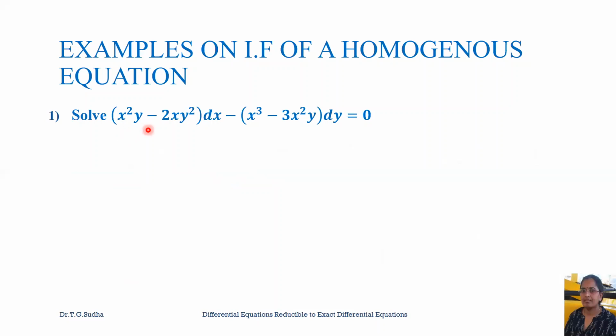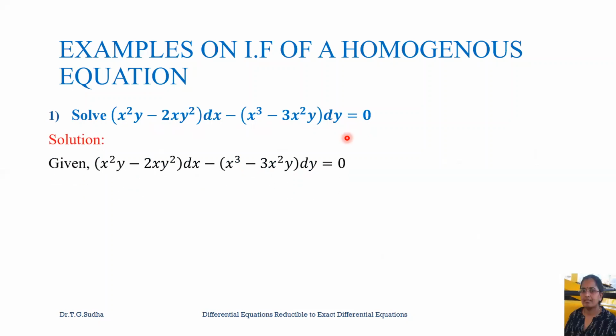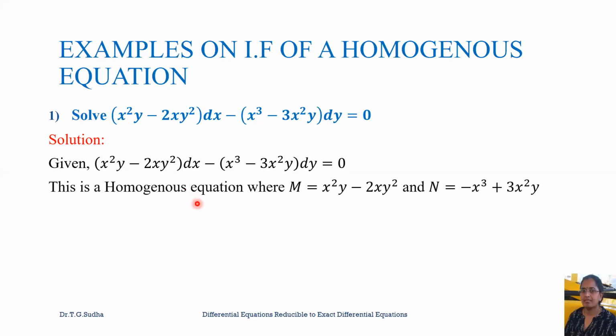Solve (x square y minus 2xy square) dx minus (x cube minus 3x square y) dy equal to 0. So the solution is as follows. Let us consider the given differential equation. Here, this is a homogeneous equation where M is equal to x square y minus 2xy square and N is equal to minus x cube plus 3x square y.